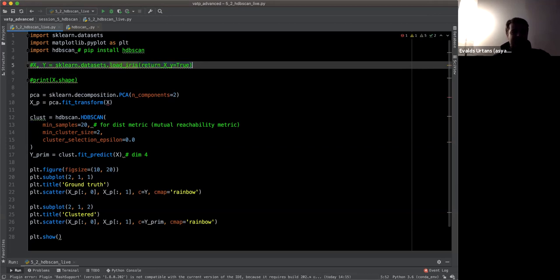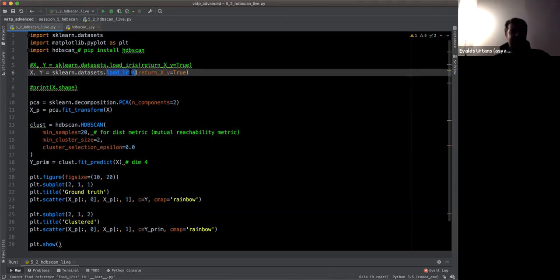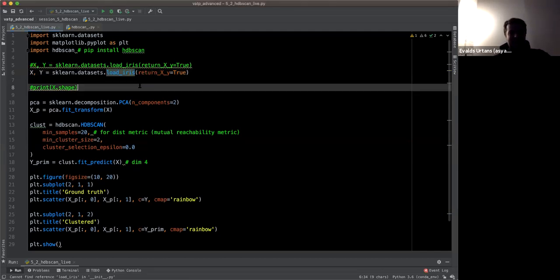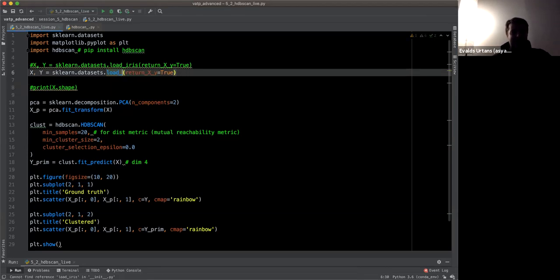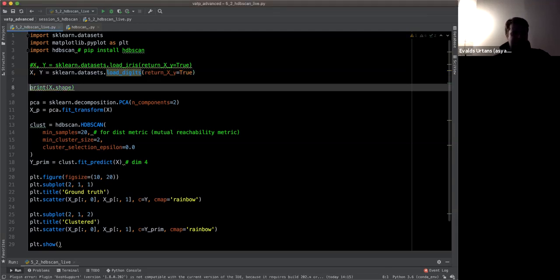We need to change only this line here. We can load in the predecessor of the MNIST dataset. If you remember the MNIST dataset, it is that image dataset where you need to recognize the digits, the numbers on the images. There is a similar dataset in sklearn called digits. I think it was 8 by 8 in size.